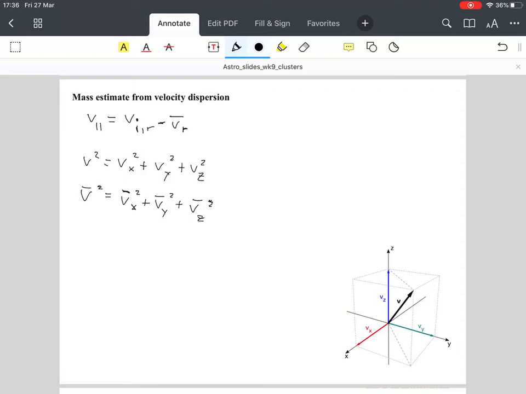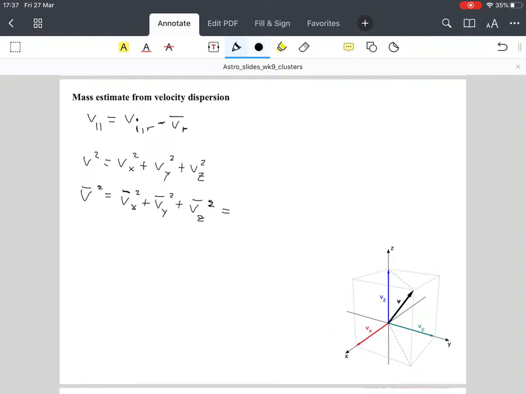Okay, now this simplifies a bit because we're using average values, and since the motion is randomly orientated, it's equally likely that a galaxy is moving towards the x, the y, or the z direction. And so we can say that these components squared are equal to each other. In other words, x squared is equal to y squared is equal to z squared. So again, this is for the average. Remember, this is the average value.